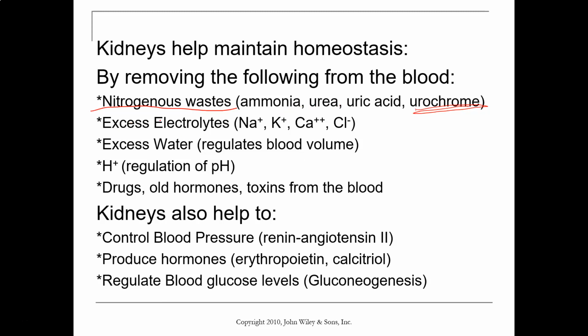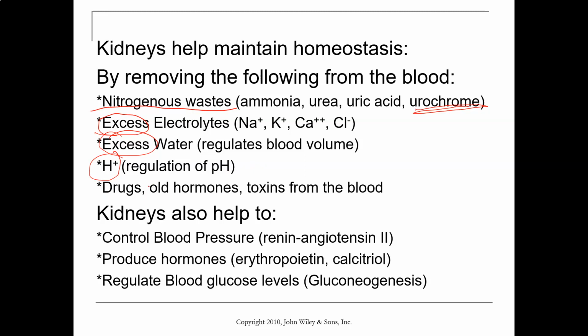But that's not the only thing you need to get rid of. While electrolytes and water are not in and of themselves waste products, excess of these are. So excess water or excess sodium or potassium or chloride ions is something that we need to get rid of. So your kidney also does that. And then hydrogen ions as well, so the kidney has a big role in regulating pH, which remember is a measure of the hydrogen ion concentration. It's very important to maintain the pH of your blood.